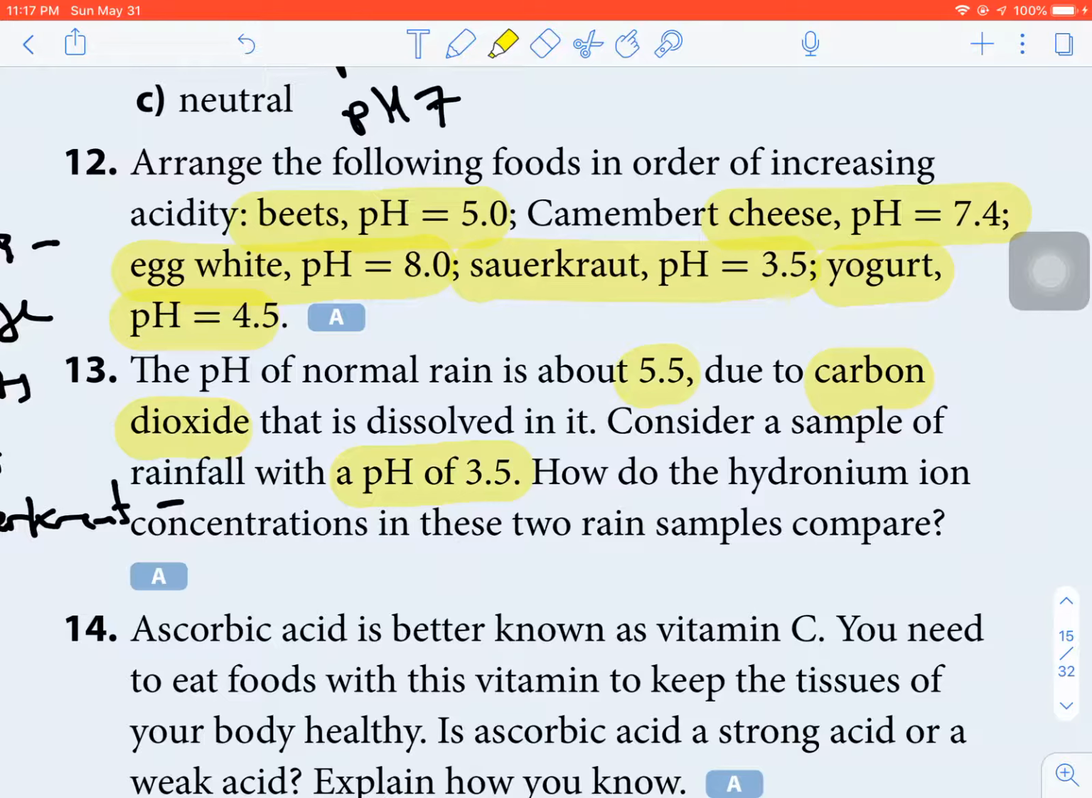Okay, so there are places in the world where there's a lot of industry, a lot of chemicals go up in the air, and it makes the pH 3.5. And it says, how do the hydronium ion concentrations in these two compare? Right, notice the difference between this pH here and this pH here is 2 pH units. Remember, every pH unit means times 10. So to go from 3.5 to 4.5, it would be times 10, and to go from 4.5 to 5.5 would be times 10 again.